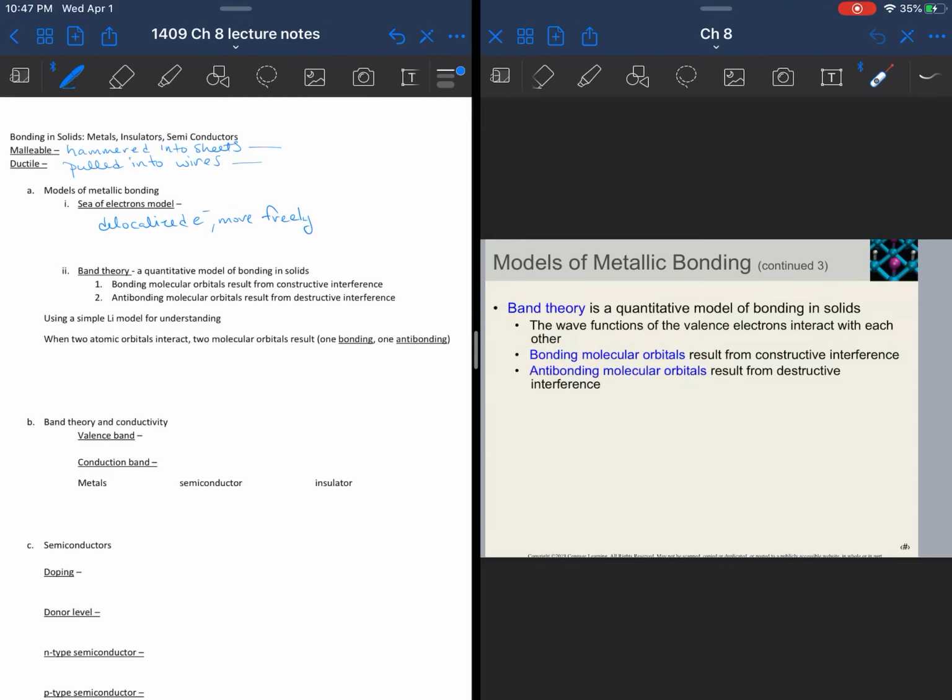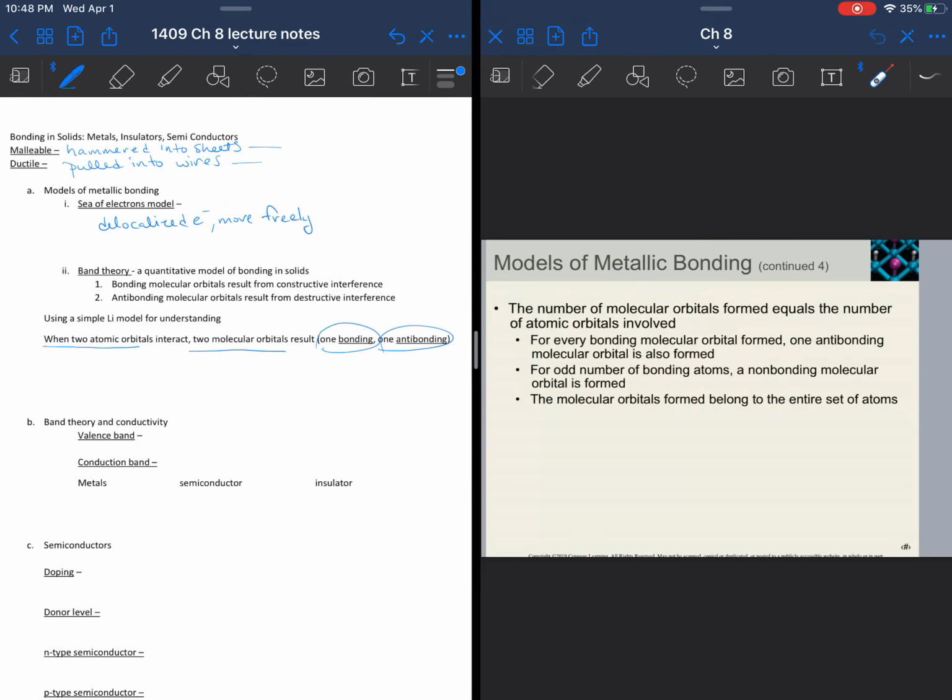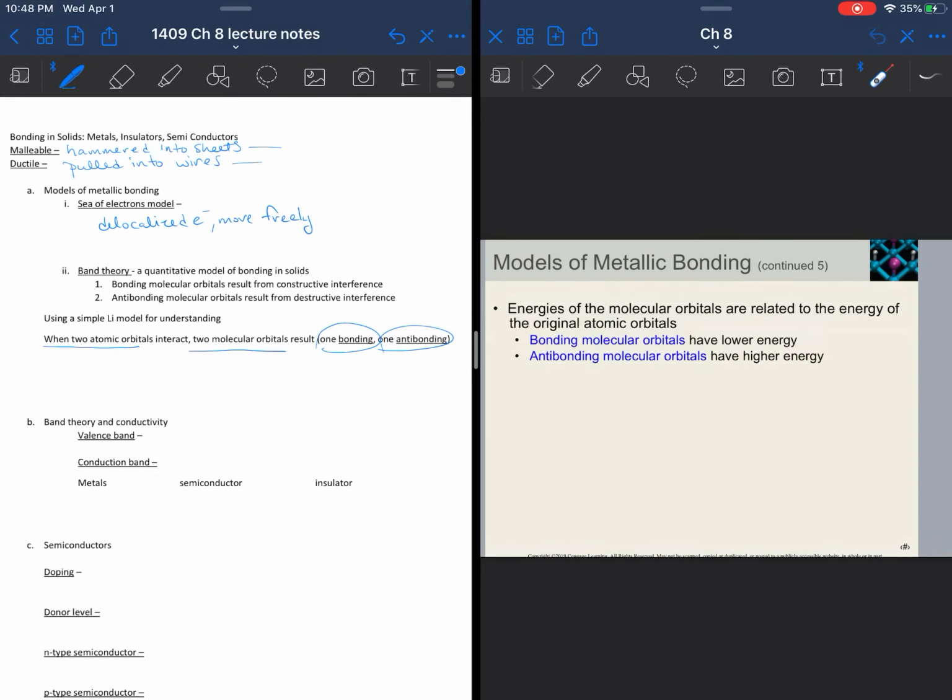That constructive overlap is called a bonding molecular orbital. If they come together in a destructive way, you get an antibonding orbital. Something that is important to know is that however many atomic orbitals are added together, you're going to get the same number of molecular orbitals. So two atomic orbitals will come together to give you 2 molecular orbitals. Typically, half are lower in energy, which would be bonding. Half would be higher in energy, which would be antibonding. This slide just reiterates what I just said.